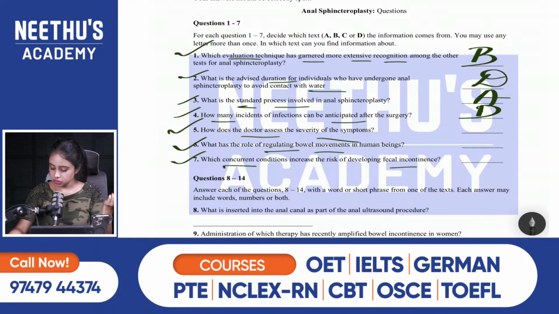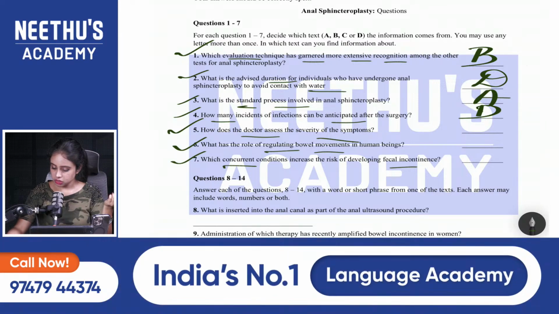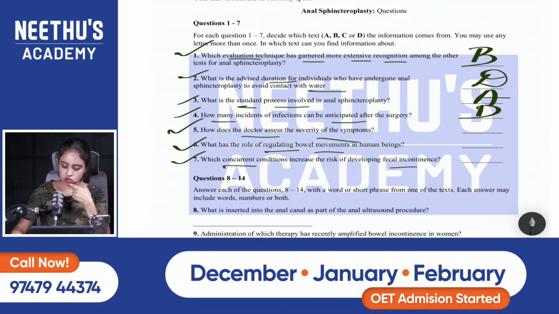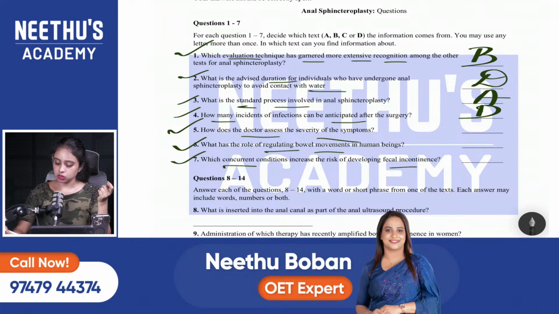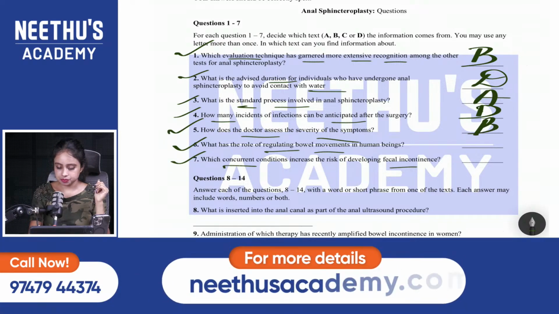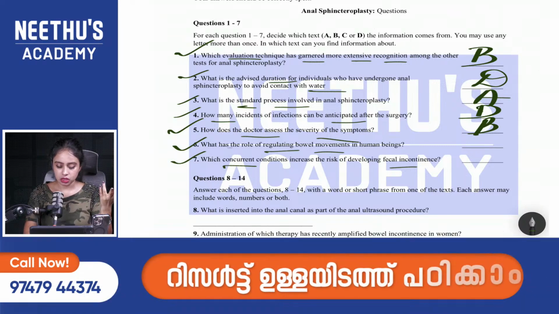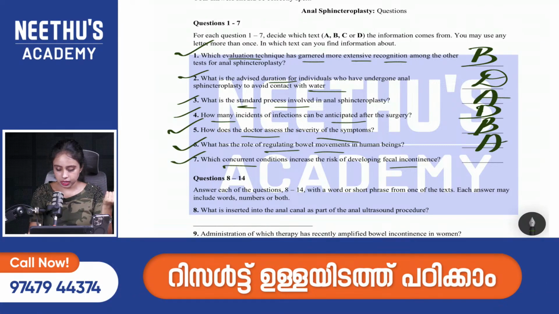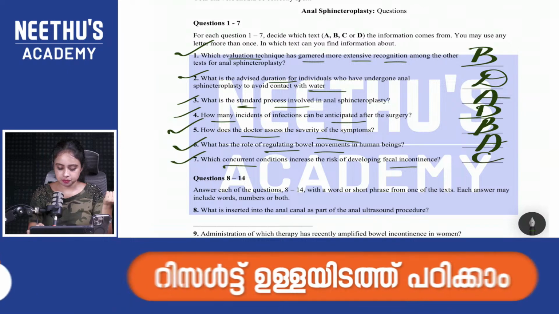BDA DBAC. Okay. Then Billa, BDA DBAC. Okay. Yes, Chinju, I think the same answer, right? BDA DB. Okay. So the fifth one is B. How does the doctor assess the severity of symptoms? Yes, it is in text B. Then the sixth answer is A. The seventh answer is C.